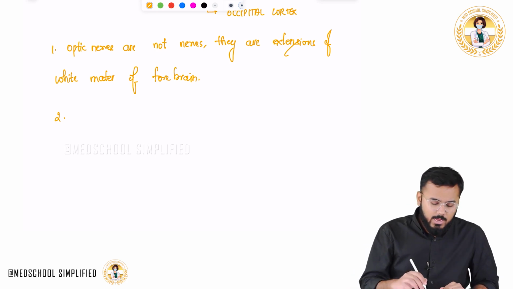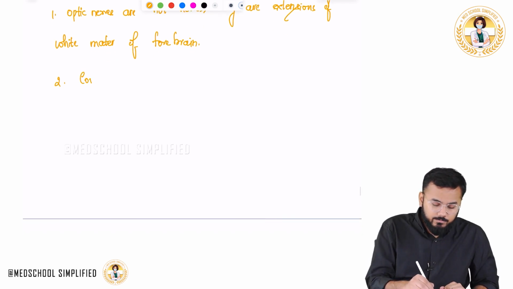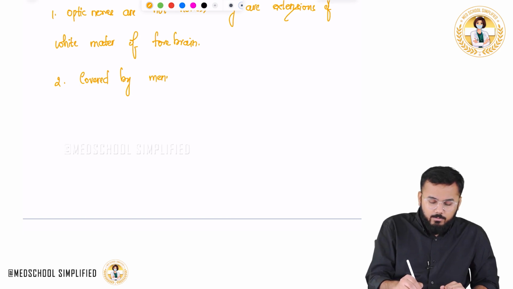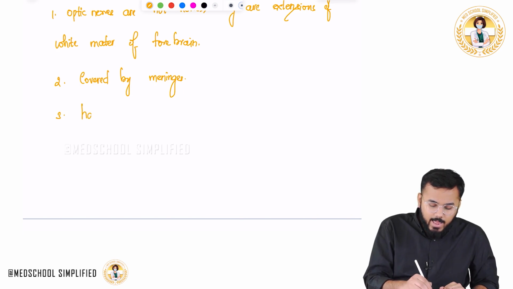They are covered by what? They are covered by meninges. And the third important thing is that they have a space.